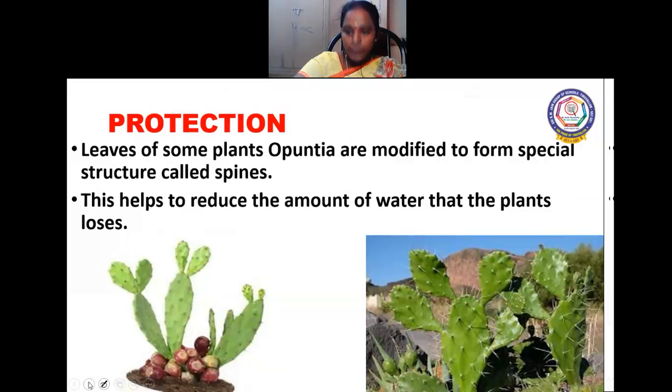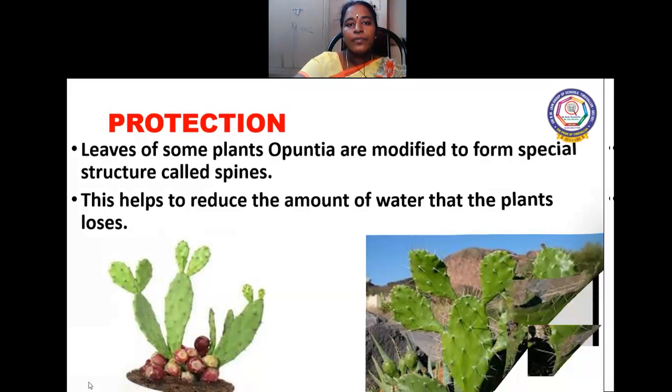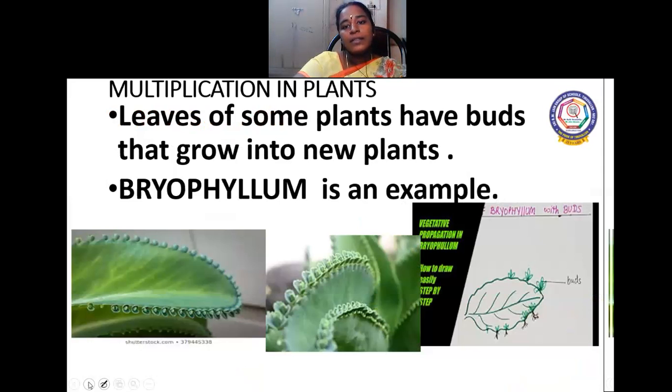Next one is protection. Leaves of some plants, Opuntia, are modified to form a special structure called spines. This helps reduce the amount of water that the plant loses. So it also protects some plants from animals.